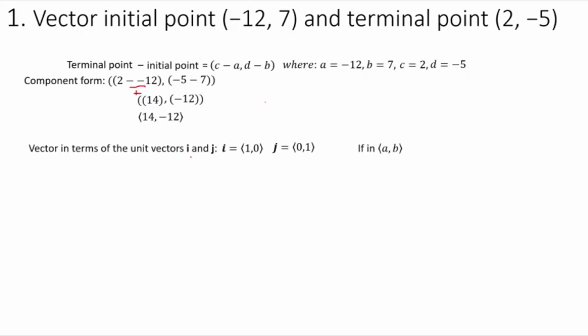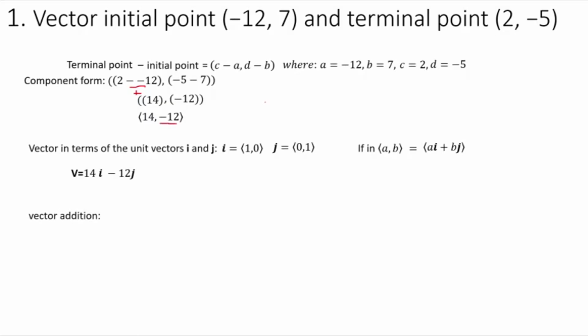So if the vector is in component form, which is a comma b, you just add the i to the a and add the j to the b, keeping the operation of b. So in this case, we have v equals 14i minus 12j. Again, we kept this one here from this.